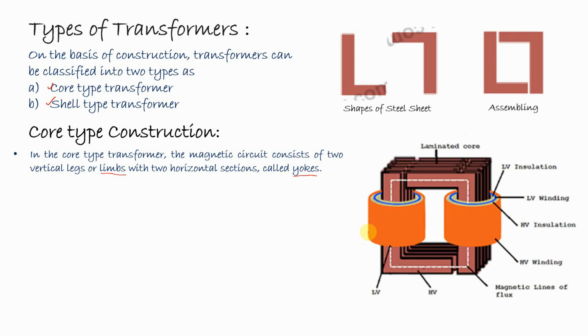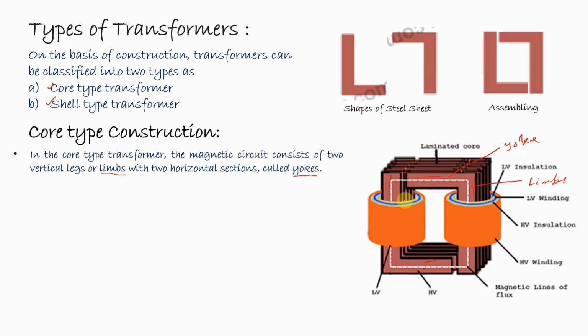So here is the structure of the core type transformer including the winding. This is the L-shape sheet. After joining the L-shape sheets, we get the structure of the core. Here we get two vertical parts, this is one vertical part and this is another vertical part, and we have two horizontal parts, this one and this one. The horizontal parts are called yokes and the vertical parts are called limbs.